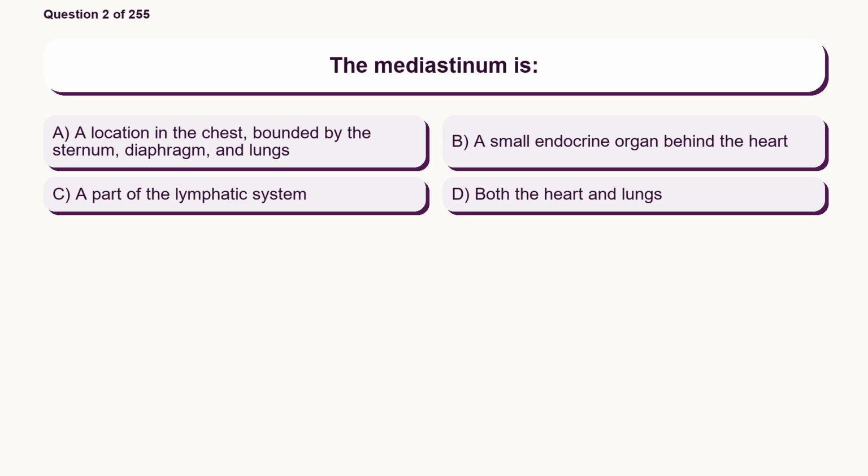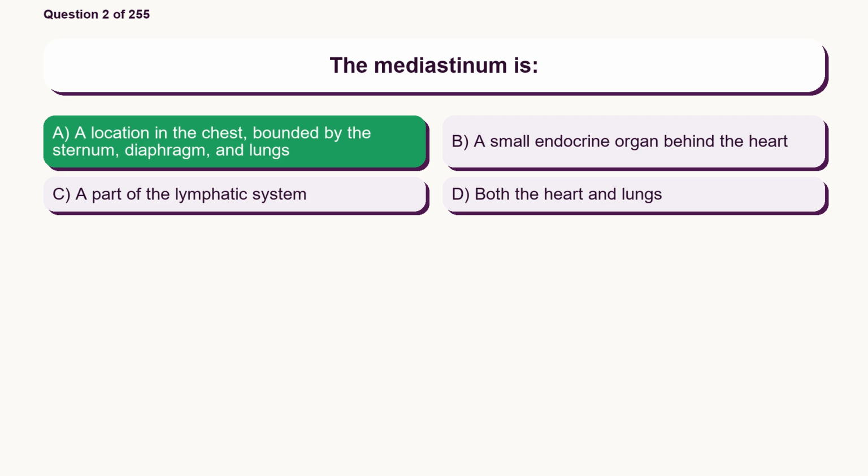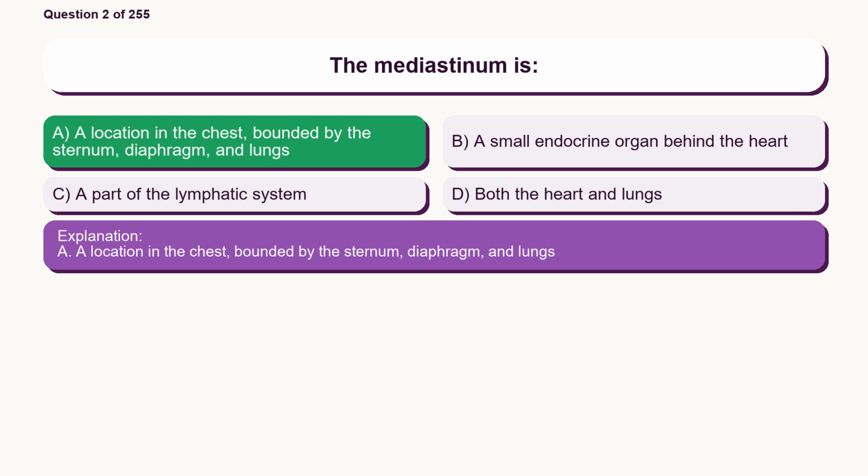Option A, a location in the chest, bounded by the sternum, diaphragm, and lungs. Option B, a small endocrine organ behind the heart. Option C, a part of the lymphatic system. Option D, both the heart and lungs. The correct answer is option A, a location in the chest, bounded by the sternum, diaphragm, and lungs.